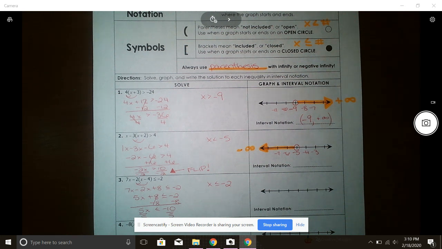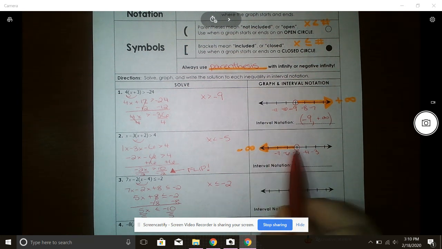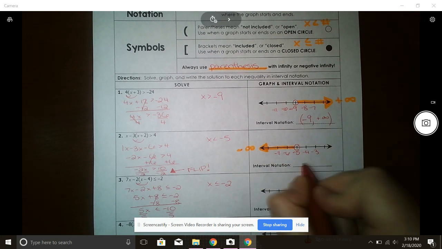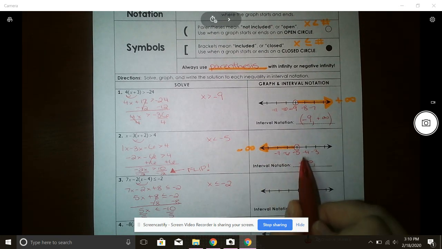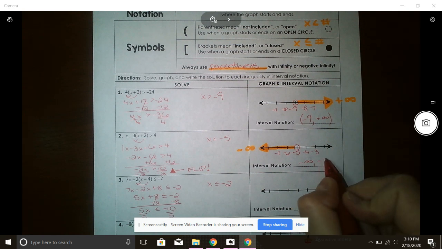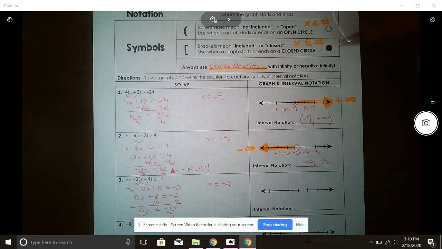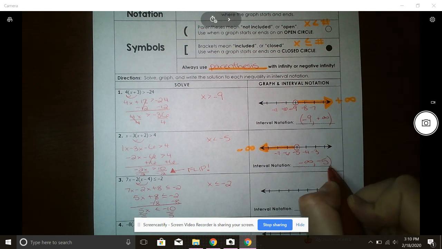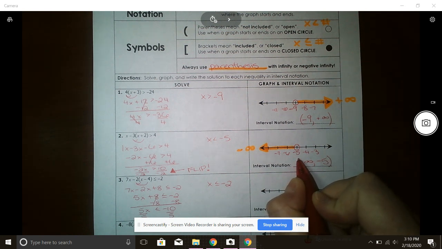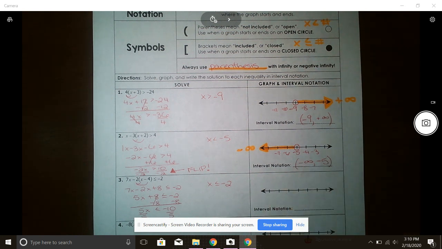So if I write my answers from smallest to largest, my smallest answer is negative infinity. My largest answer is negative 5. The parenthesis says you are not including the number, and I am not including negative 5. It's only less than negative 5, and I can never include infinity. So again, I've got two parentheses here.